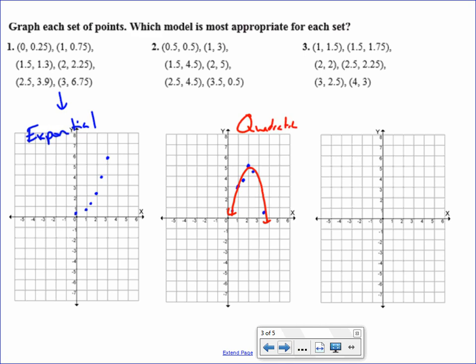The next one, if I've got a 1 and a 1.5, a 1.5 and a 1.75, a 2 and a 2, a 2.5 and a 2.25, a 3 and a 2.5, and a 4 and a 3. So I think we can see there that that is very linear.